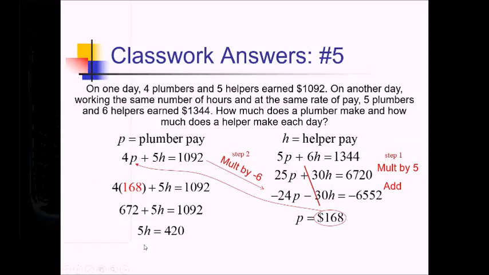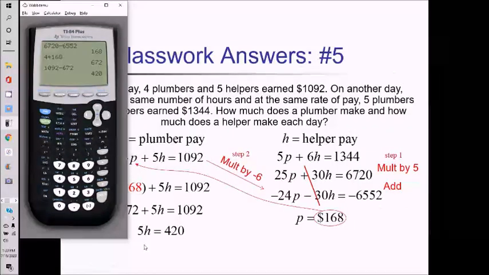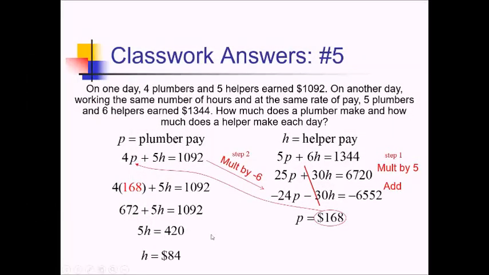Then if I divide that by 5, I've already got the calculator out, so I'll do it on the calculator. That comes out to 84. So that's $84 that the helper gets paid.